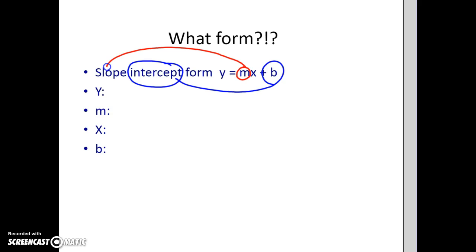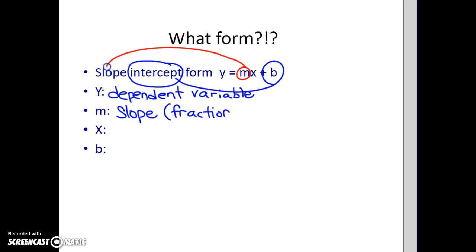So let's break this formula down. It has 1, 2, 3, 4 pieces, 4 components. Y. Well, y is y. It is the dependent variable. The y in an independent-dependent relationship is always the dependent variable. We've learned what m is. M is the symbol for slope. And it is always easiest to graph if your slope is a fraction. So you want your slope to be a fraction. Okay? X. Well, in an independent-dependent relationship, X is always the independent variable.